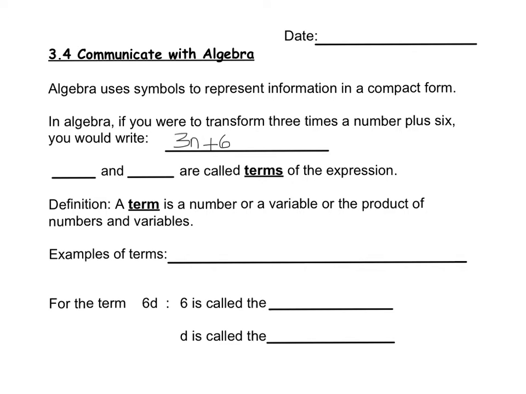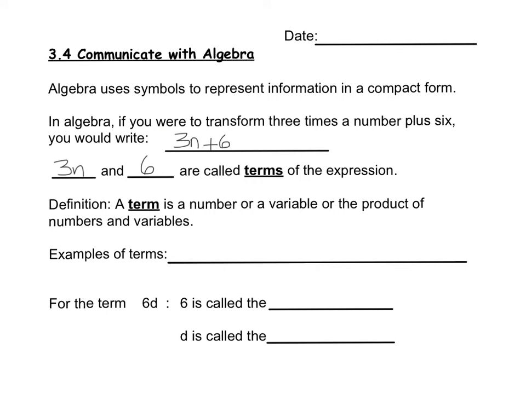Awesome. Now I want you to notice how we've got a little bit of a separation here. We've got this part over here, and this part over here. We call these, 3n and 6, terms of the expression. So a term, what does that mean? A term is a number or a variable or the product of numbers and variables.